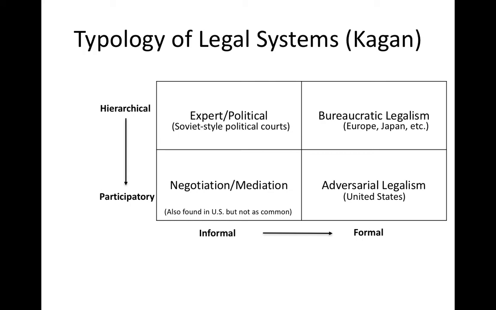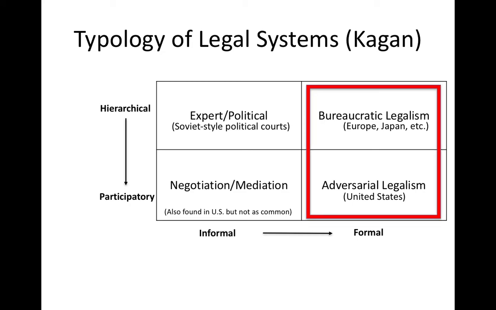So bureaucratic legalism, Europe, Japan, etc., adversarial legalism, United States. Here, courts are bound by precedent, but the way in which they function and the driver of the action in this style of court system is not a judge, but is rather a lawyer. And this is a really, really important distinction, and it's a distinction that we're going to explore at length in our next class. All right, so for now, just make sure that you have a good sense of what bureaucratic legalism and adversarial legalism are.